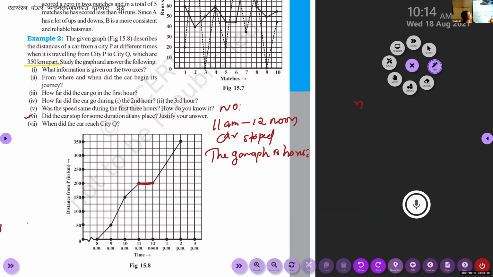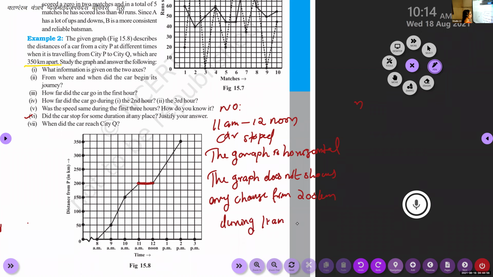Horizontal. The graph is horizontal. It does not show any change from 200 kilometers during 11 a.m. to 12 noon. So from this we can understand the car is not moving at that time. Okay.